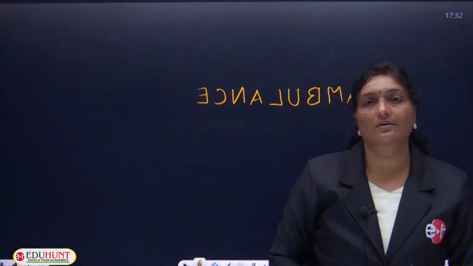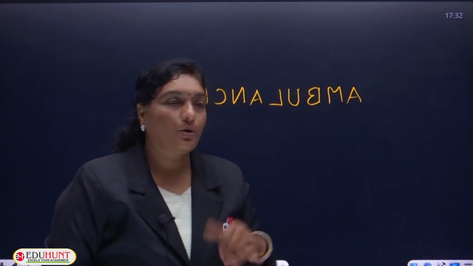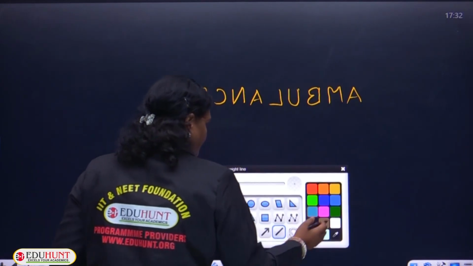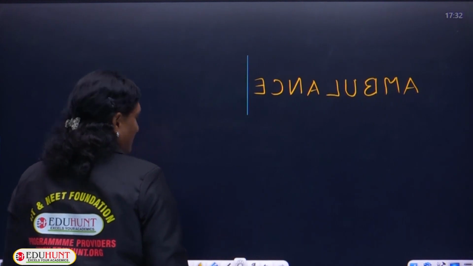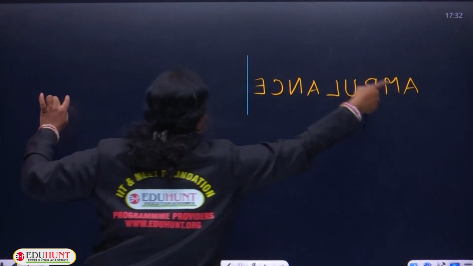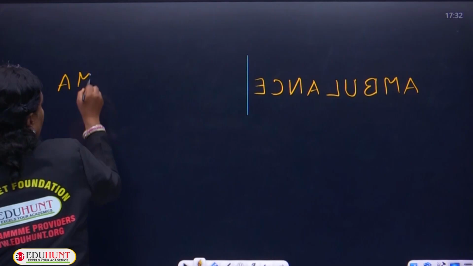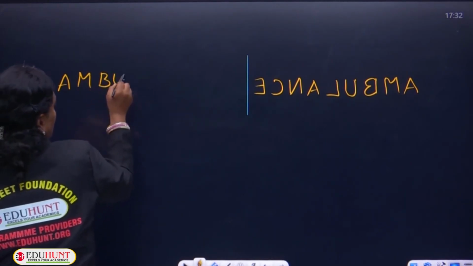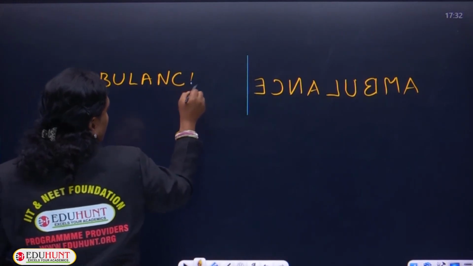mirror are laterally inverted. When the letters are laterally inverted, whenever the driver sees those letters, it appears to him something like this. How do they appear? This A appears here, and M, B, U, L, A, N, C, E.